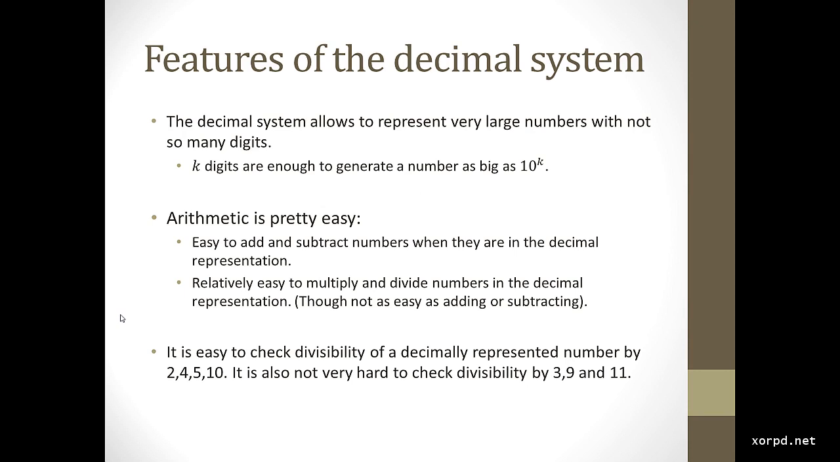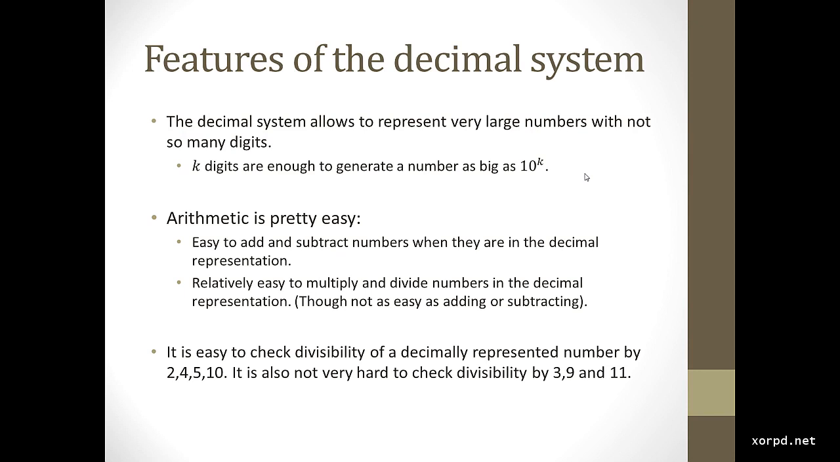Some features of the decimal system. Features that you probably know by now, but I just want to remind you of those features. The first one is that the decimal system allows to represent very large numbers with not so many digits. This is a very important feature. As an example, k digits are enough to generate a number as big as 10 to the power of k. And this is a lot. As an example, k equals 40 would give us really large numbers, probably more than we are ever going to need.